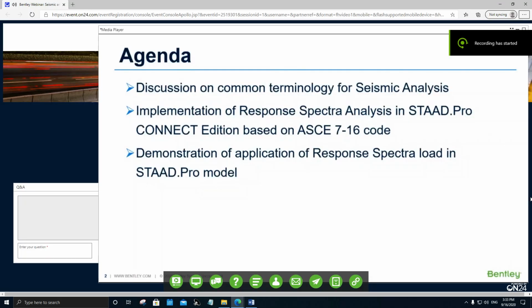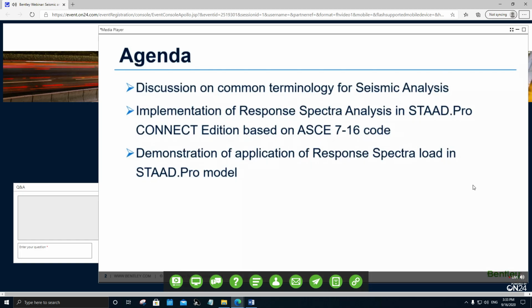For dynamic analysis, response spectrum method, and we will follow ASCE 7-16 code or IBC 2018 code. The whole session is divided into 3 segments. First, we will discuss some common terminology used in different chapters of the ASCE 7-16 code for seismic analysis. Next, we will cover the clauses mentioned in this code to perform response spectrum analysis and how to use response spectrum load, with a discussion on relevant seismic parameters.